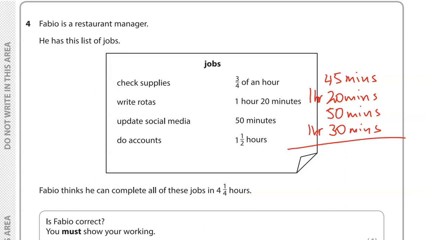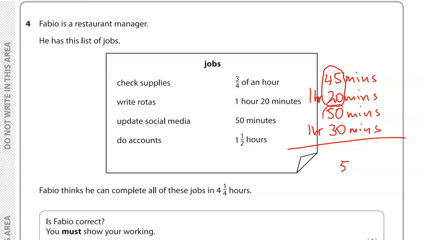So again, you could just add the minutes here and the hours and work out how many full hours we've got and how many minutes. What I'm going to do is pair them up. So I've got 45 minutes. I need another 15 minutes to make an hour. So if I pair these two together, I can make an hour, and I'm going to have 5 minutes left. 5 minutes extra. So that makes 1 hour and 5 minutes.